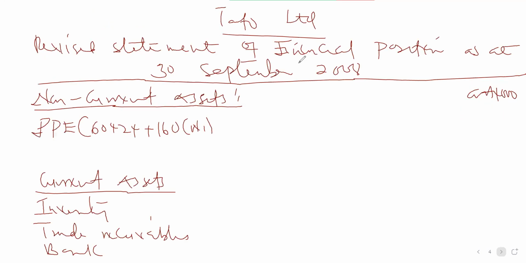So let's fill our inventory. What is the inventory figure? Our inventory figure is what? 87,736. Okay. Trade receivables is 19,807. Our cash is what? 29,198. So if we add, what was the total that they have gotten?